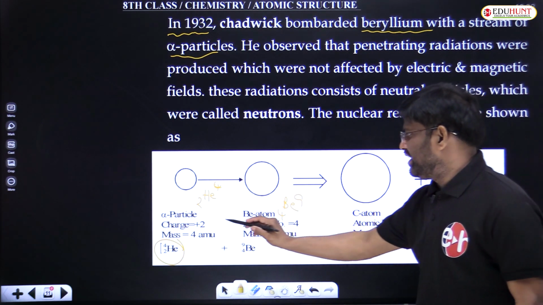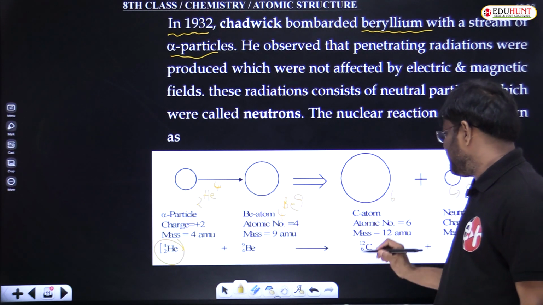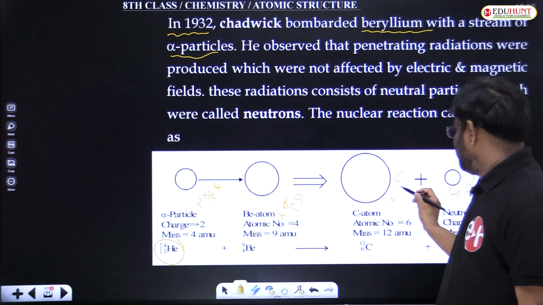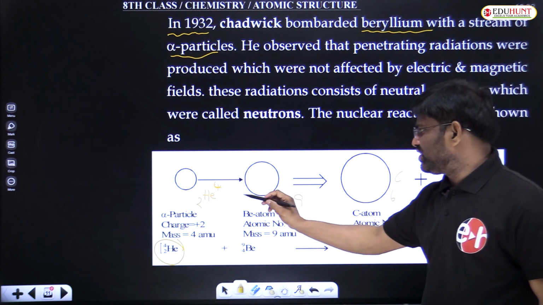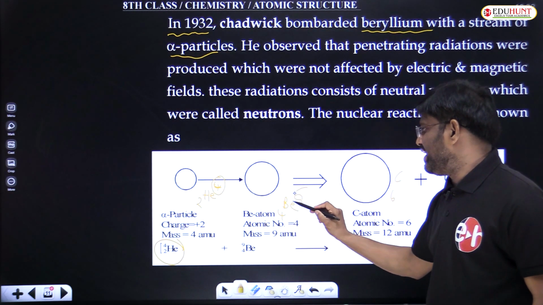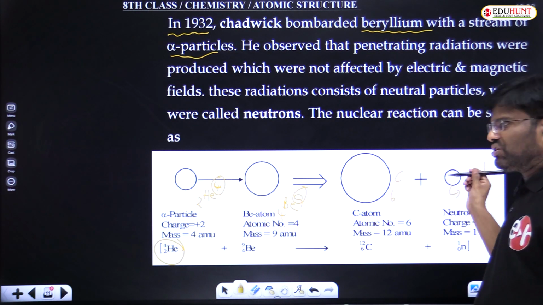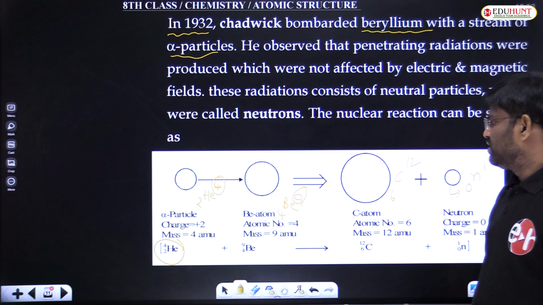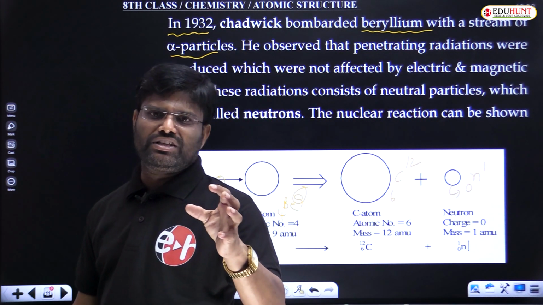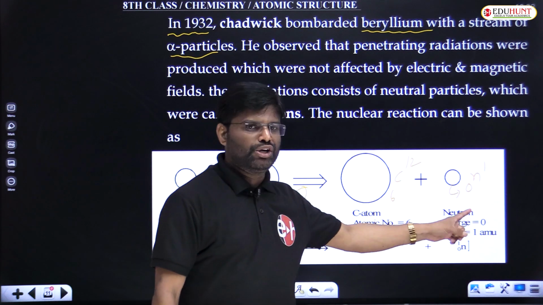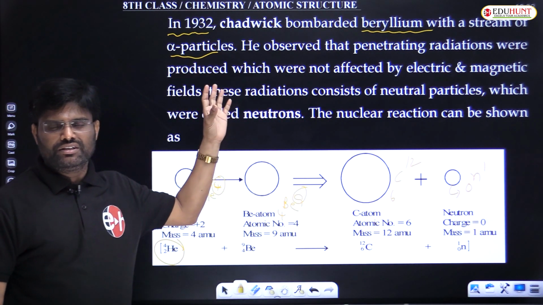And here see, 2 plus 4, how much? 6. 6 means compulsorily that is carbon only. Then here 1 is present. Then 4 plus 9, how much is it? 13. Already we have given 1, so then the remaining is how much? 12. So a helium particle, alpha particle, bombarded with beryllium then produces the neutrons. This was explained by James Chadwick.